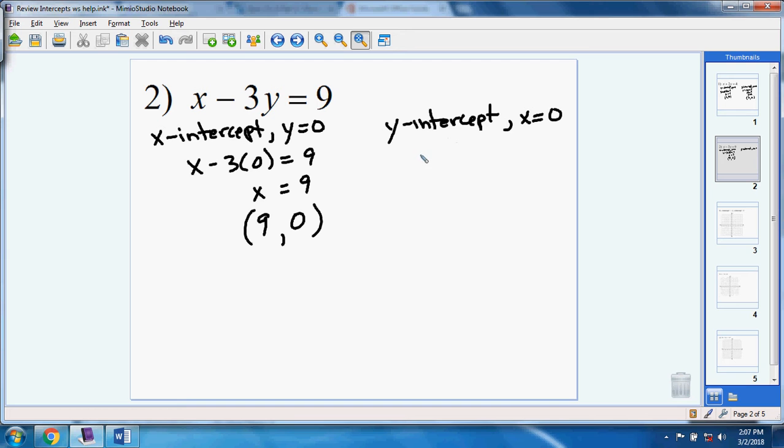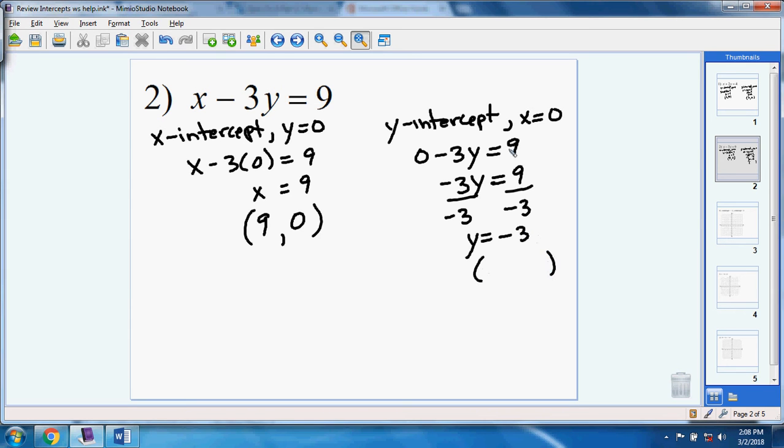Same strategy over here. X is 0, but again, this is where students make mistakes. So the 0 doesn't matter, so I've got negative 3y is equal to 9. So from here, I need to be careful with what I divide. So I divide by negative 3. So then y is going to be equal to a positive divided by a negative, which is a negative. 9 divided by 3 is 3. So my ordered pair, again, remember, is x value first, which is 0. Y value is second, negative 3.